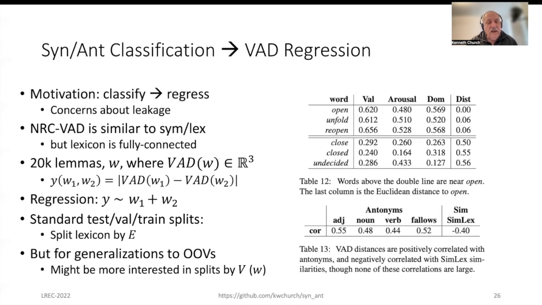We changed the task from being classification to being regression. And the standard way of producing splits would be to split on edges, but we might also consider splitting on vertices. If you're interested in trying to generalize to out of vocabulary words, then maybe the splits on vertices are more relevant.